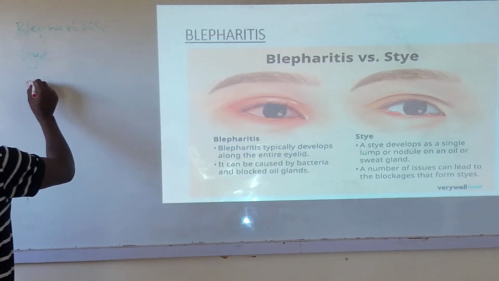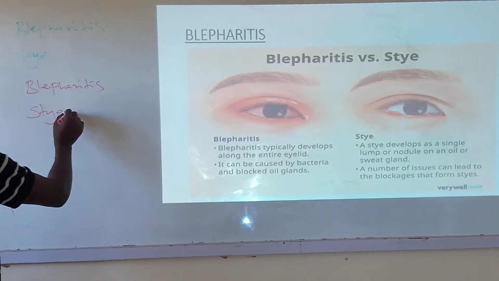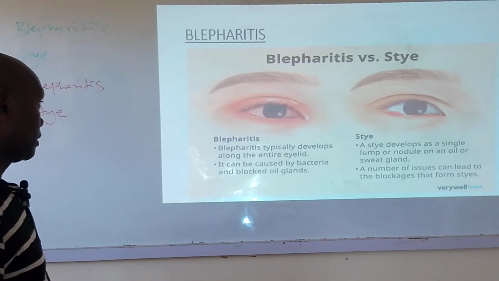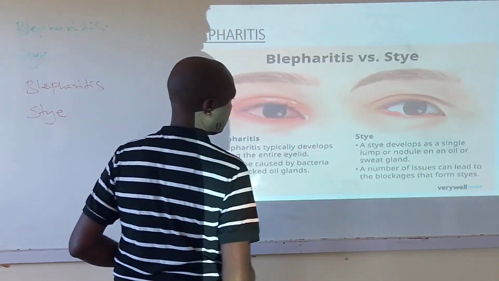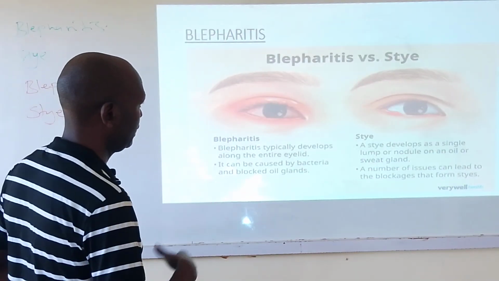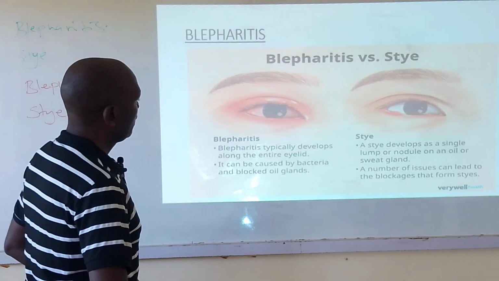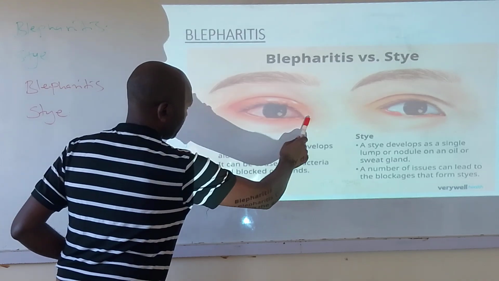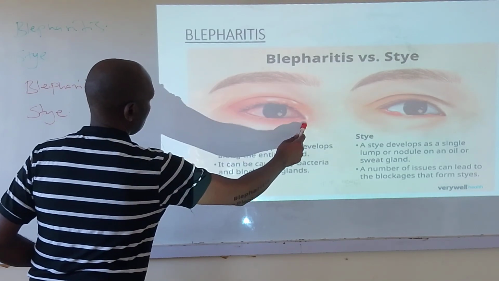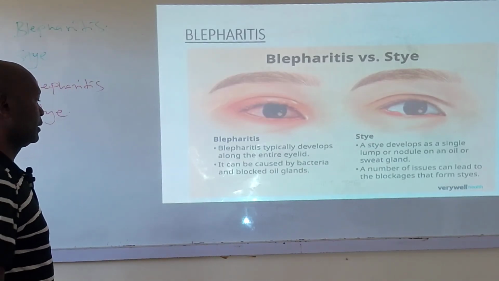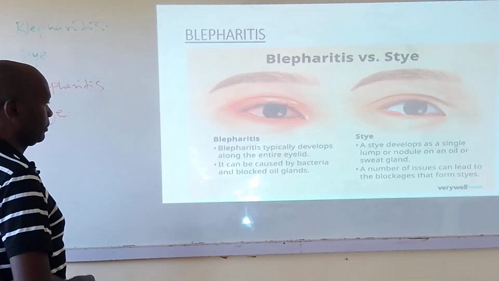So we are saying blepharitis and the sty. What are the differences? We said a sty develops as a single lump or nodule on an oil or sweat gland or an eyelash follicle. The blepharitis is the swelling of the entire eyelid. So here we have the swelling of the entire eyelid, while here the swelling is just a lump.